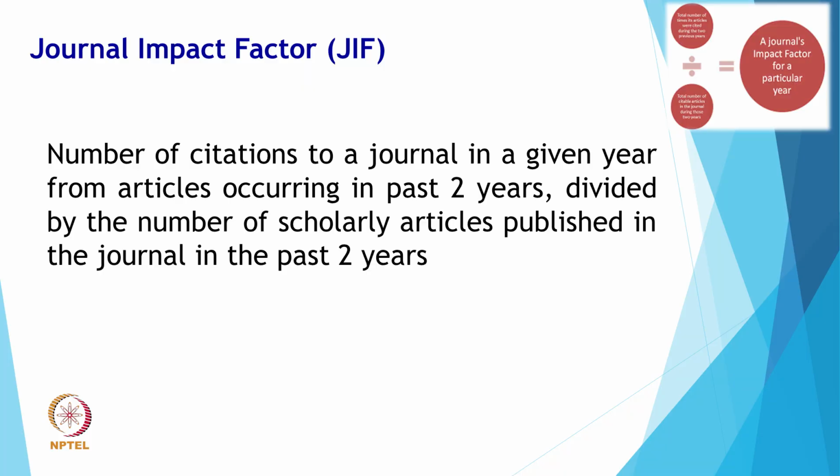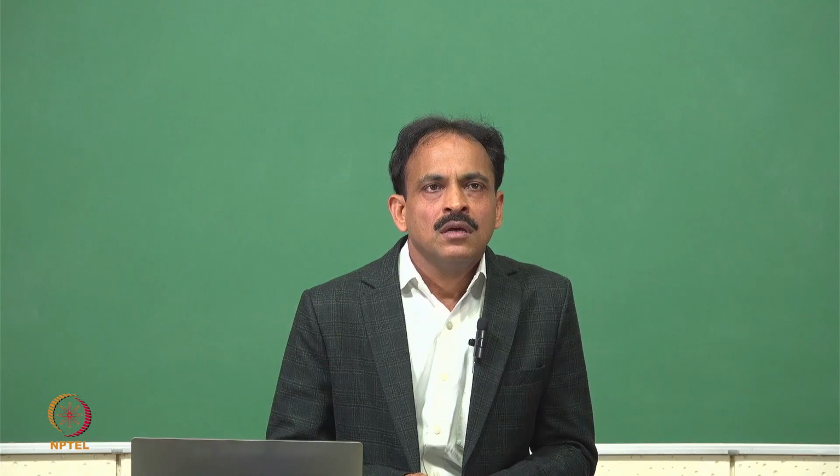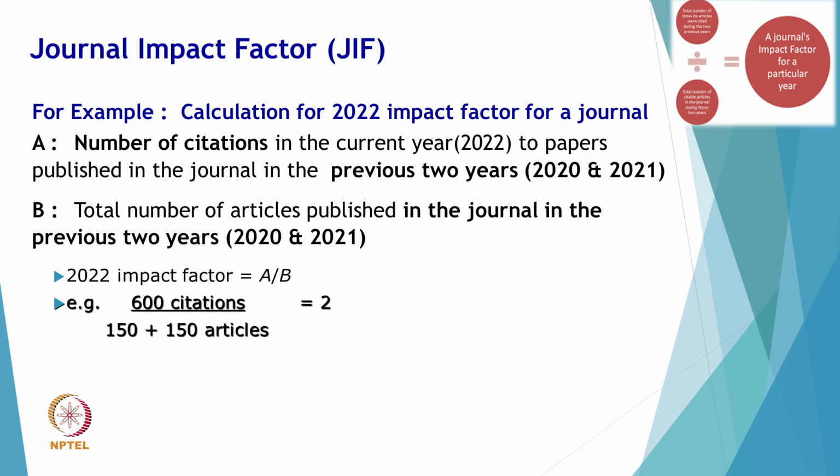Now, how is it calculated? It is very simple. It is the number of citations to a journal in a given year from articles occurring in the past 2 years, divided by the number of scholarly articles published in the journal in the past 2 years. Let's see an example. If you want to calculate the impact factor for the year 2022, what we have to do is take the number of citations in the current year, meaning 2022, to the papers published in the journal in the previous 2 years, those are 2020 and 2021.